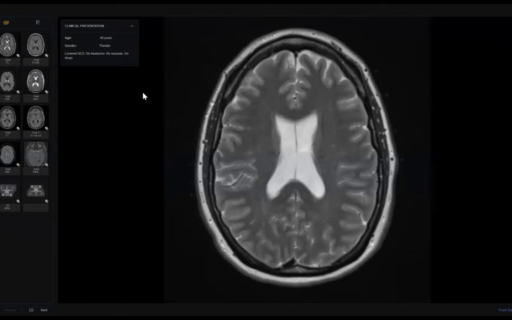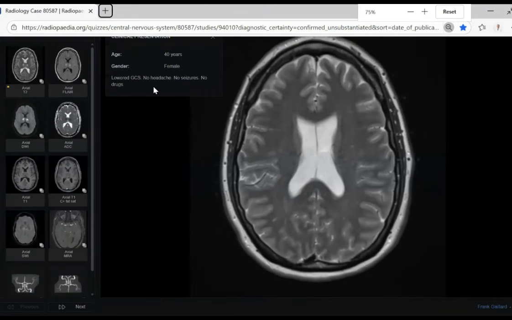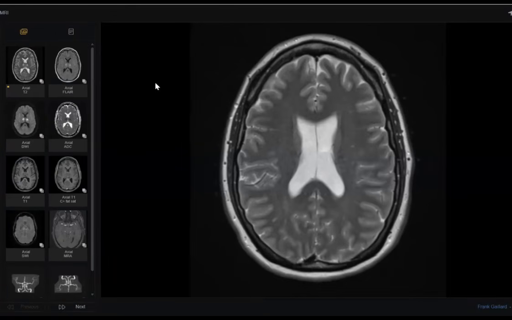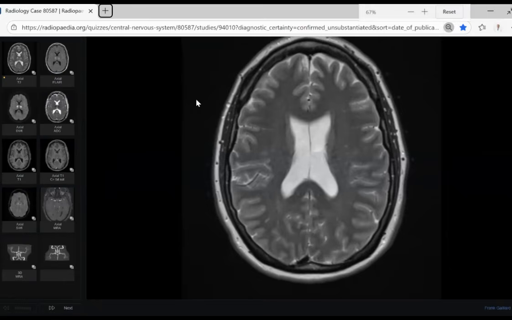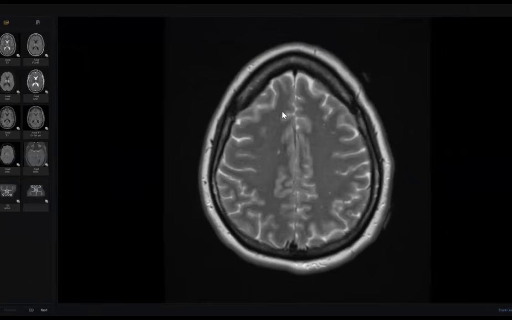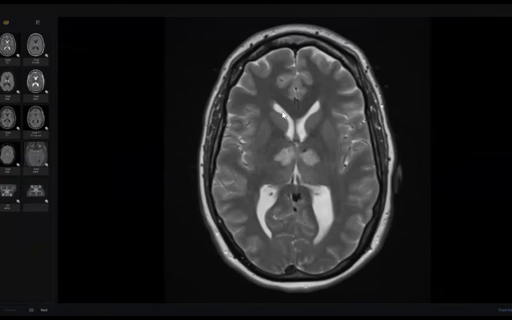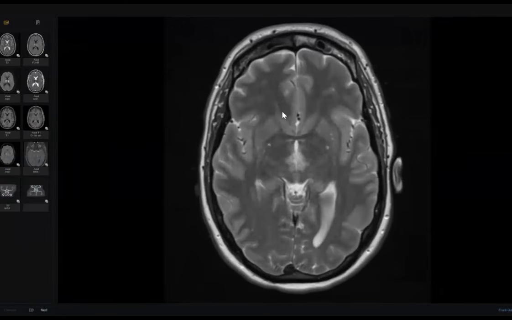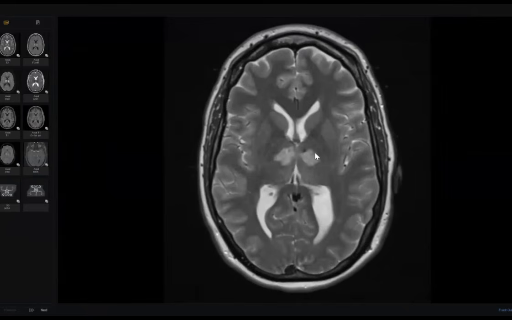Okay, my colleagues, what happened here? This is a 40-year-old female patient presented with low Glasgow coma scale. So it means something critical from the beginning. From the history, you can guess something. This is axial T2 MRI. Bilateral symmetrical bright signal abnormality in both thalami.